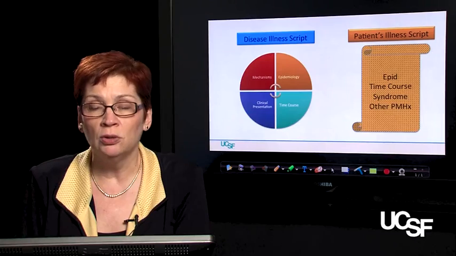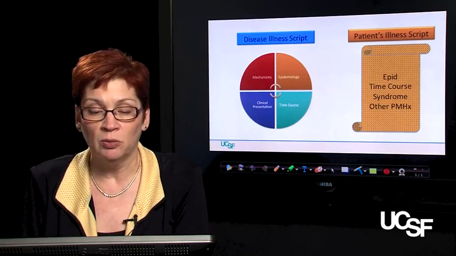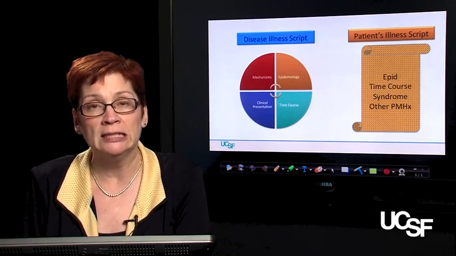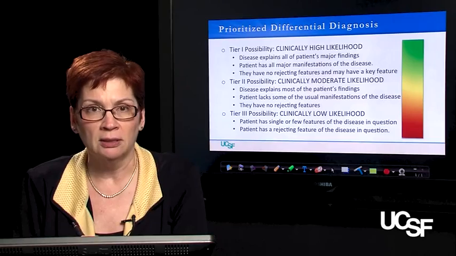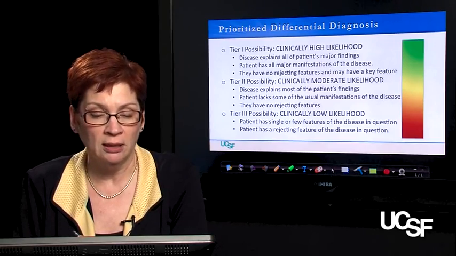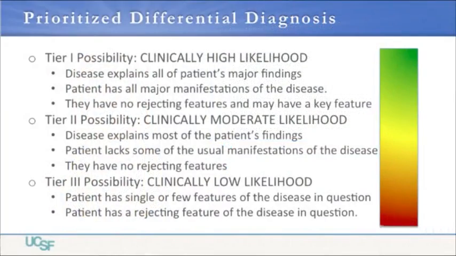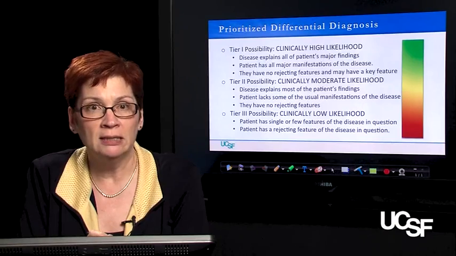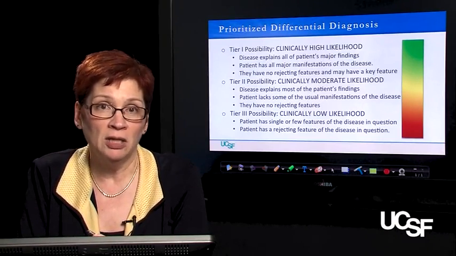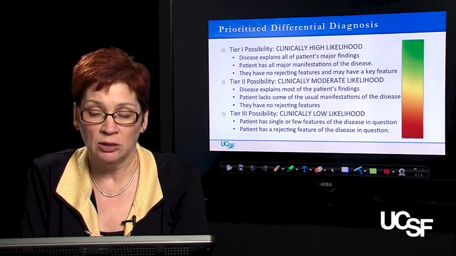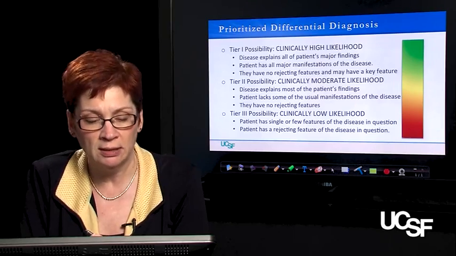We match those two entities, the patient illness script with possible differential diagnosis disease-based illness script, to develop a prioritized differential diagnosis. And we tiered them according to likelihood. Tier 1 being clinically high likelihood, either likely or very likely, if the disease that we're considering explains all of the patient's major findings, and the patient has all of the major or typical manifestations of the disease. That's known as a Tier 1 disease.